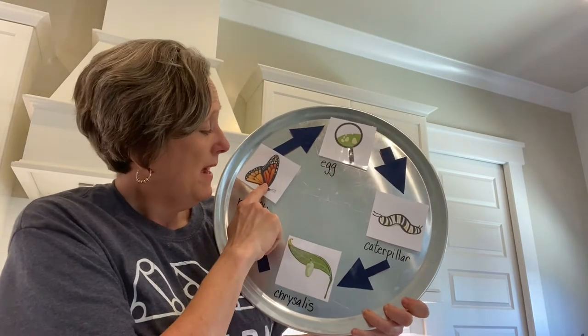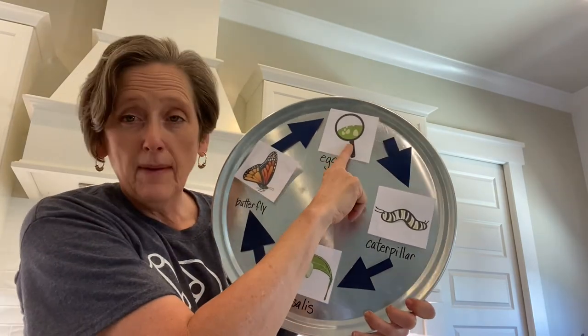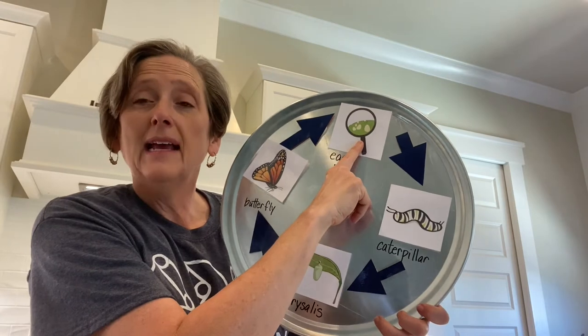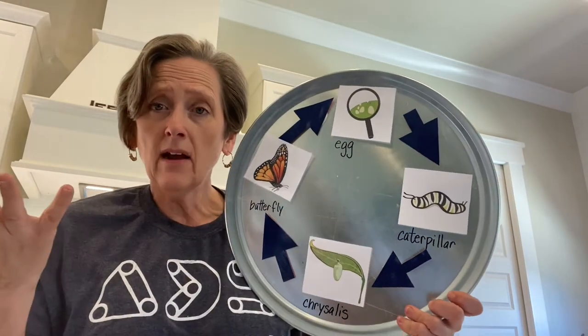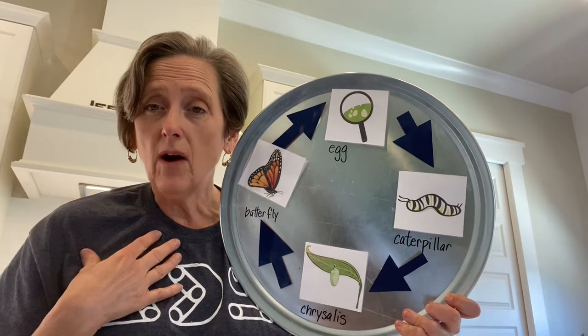All right, so a butterfly will lay an egg, and that butterfly will lay an egg on a leaf. Why do you think it will lay an egg on a leaf? Why won't it lay it on a mailbox or on the sidewalk? What do you think?